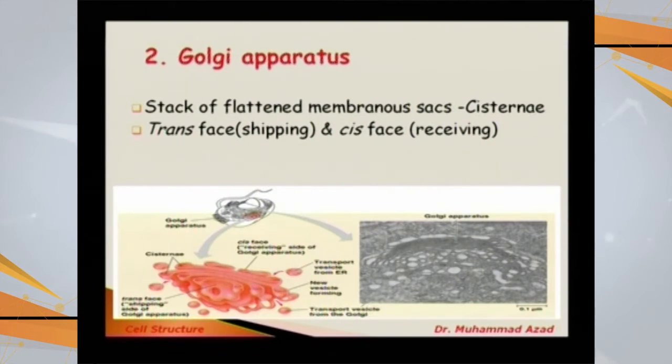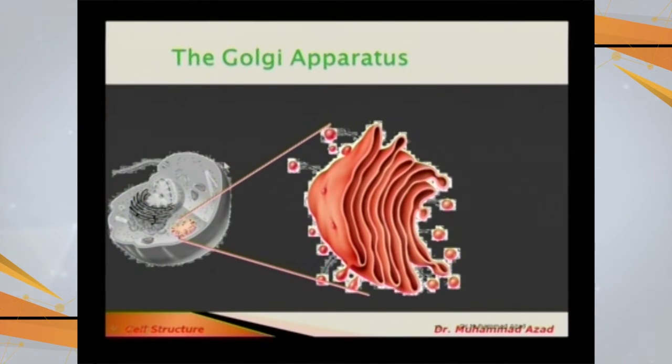They have two phases. From one phase, which is called the cis phase, the receiving phase, they receive the product from the endoplasmic reticulum, and then they finish the product. After finishing, they transfer this product from the trans phase, which is called the shipping phase. The product is given in the packed form, and this packed form of the product is called transport vesicles. So this is the Golgi apparatus.